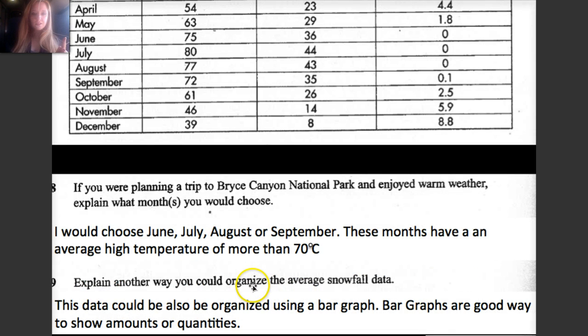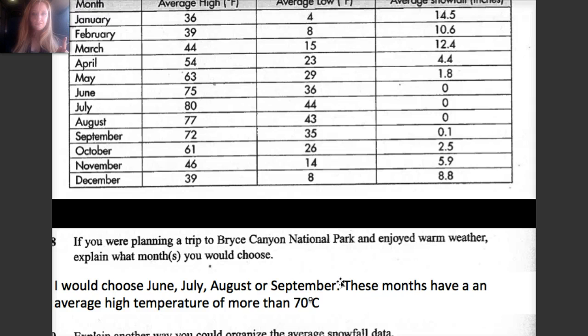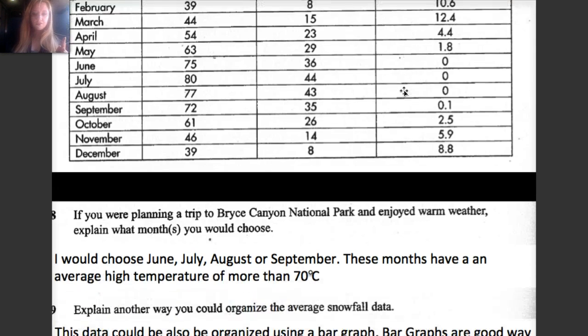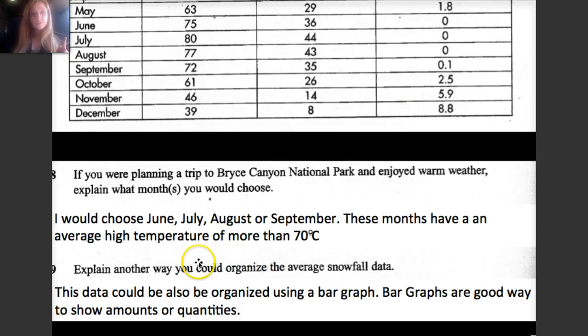Explain another way you could organize the average snowfall data. Well, if I think about this, this could be shown in a really nice bar graph. A line graph would show it go up and then down, but I think a bar graph would show best, because it shows quantities. This data could also be organized using a bar graph. Bar graphs are a good way to show quantities.